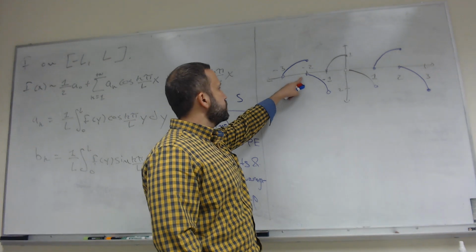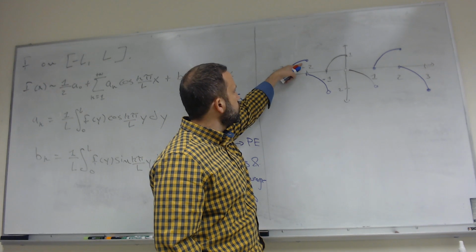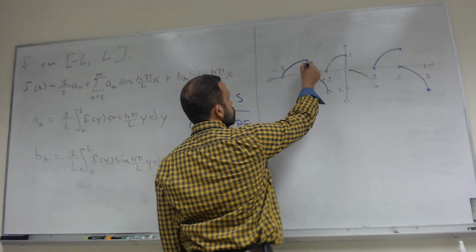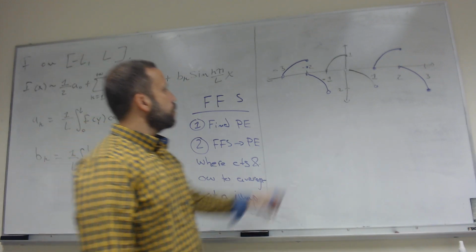So if I look at this jump discontinuity, what are the values? Well, I've got 1 here. The left-hand limit is 1. The right-hand limit is 0. So the average is 1/2. So it's going to converge to halfway between there. So something like that. Okay, what about here?